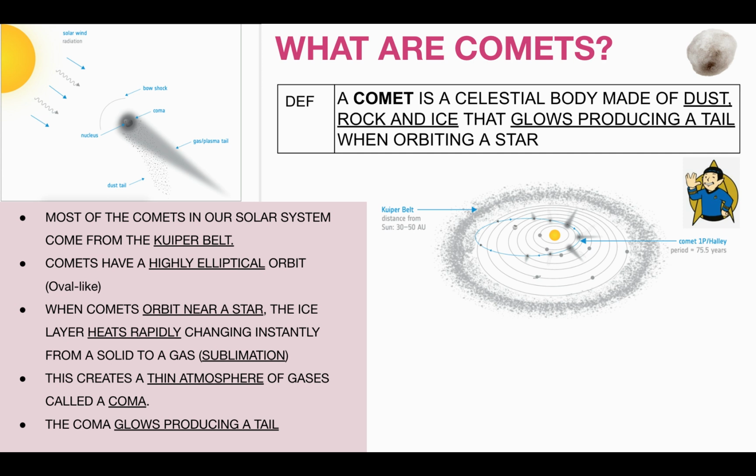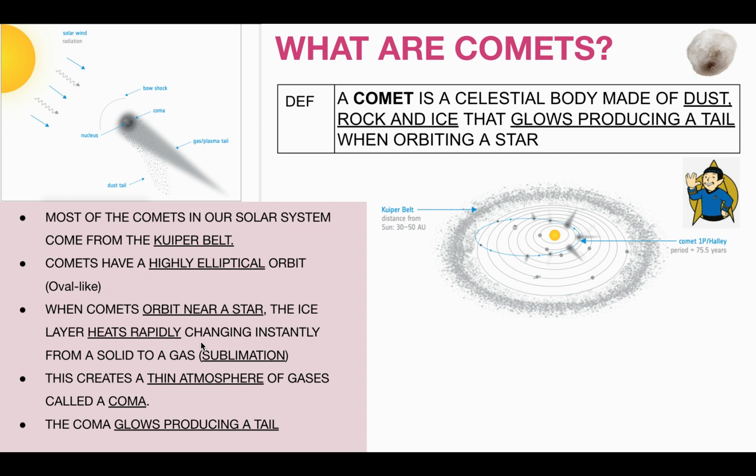So, what could we say about the comets in our solar system? They have a highly elliptical orbit. So, that basically means you have your stretched out circle. Okay. We know that most of the comets in our solar system are found in Kuiper's belt, okay, which is quite far out in the solar system near the outer planets.